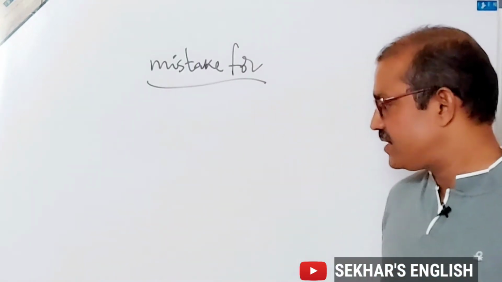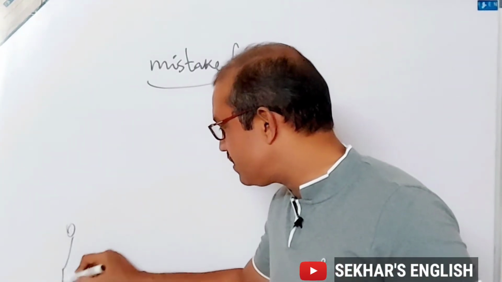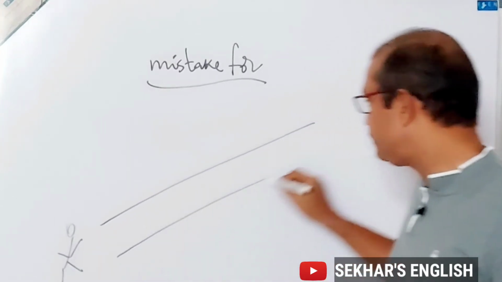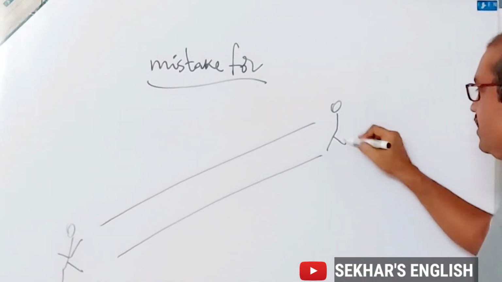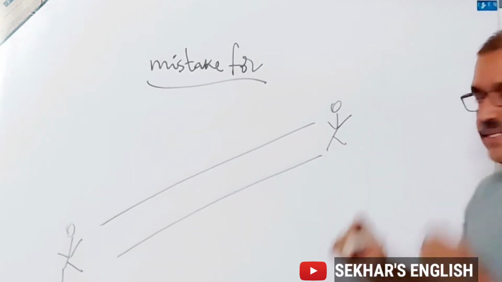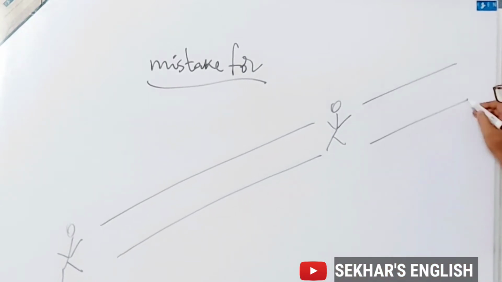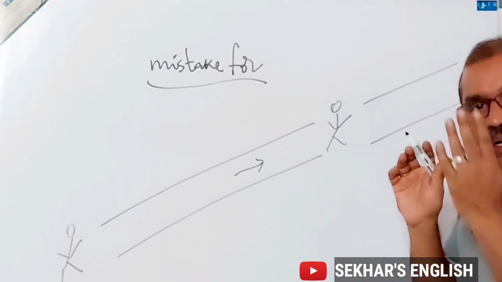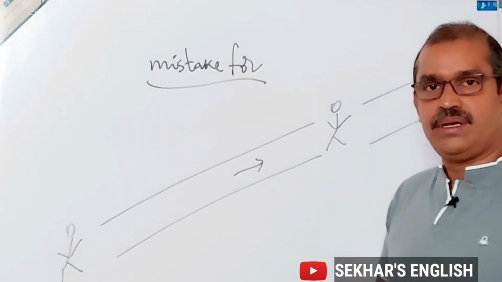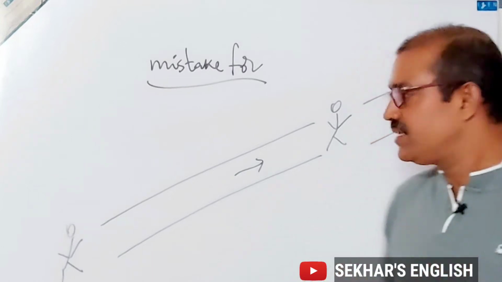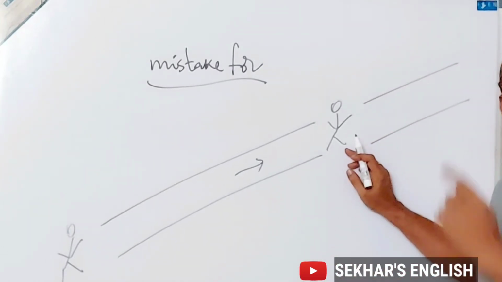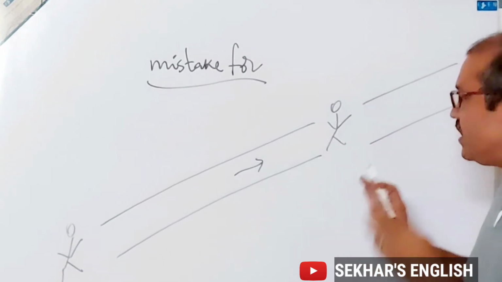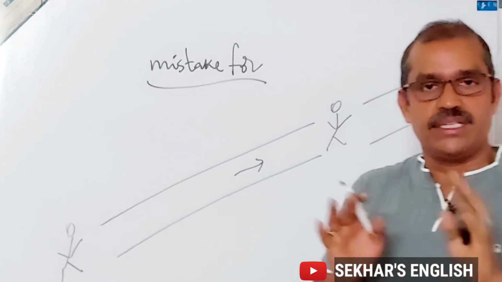Let us see how it is. Just imagine you are here. It's a road, and here is somebody else. He is at some distance. He is not clearly visible to you. So you think that this is Ramesh, but he is not Ramesh. He is somebody else, but you think that he is Ramesh.